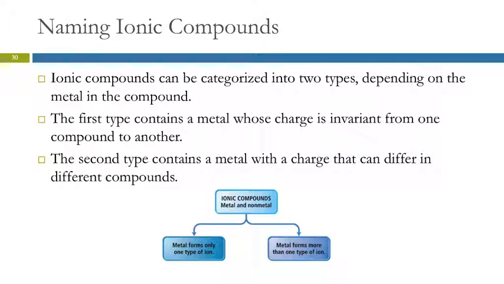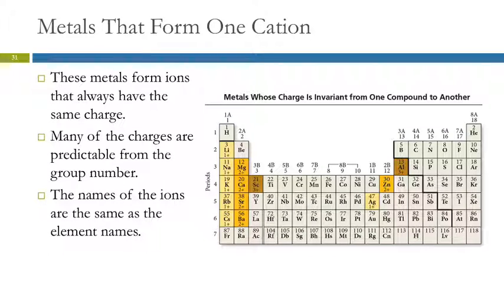Of the metals, there are the ones that we can predict their charge from the periodic table, and they always form just an ion with the same charge. And then there's others that are less predictable. So that's what your book calls these 2 different types. So these are the metals that always form the same ion. So the ones in group 1 form +1 ions, the ones in group 2 form +2 ions, and aluminum in group 3 forms a +3 ion.